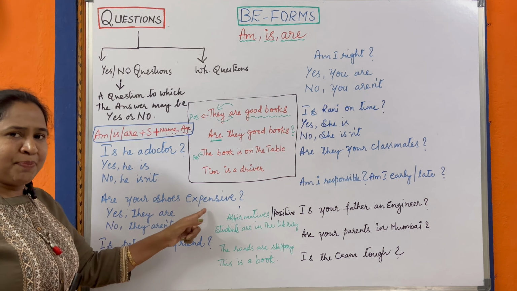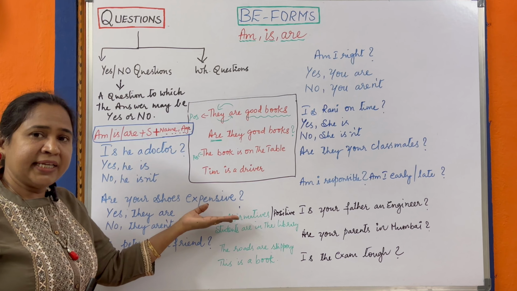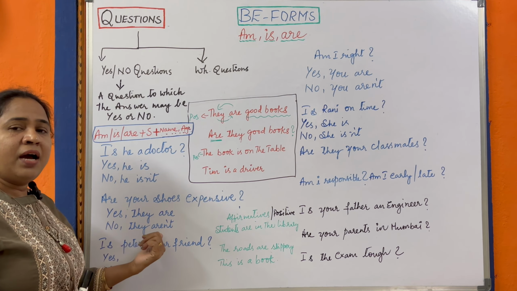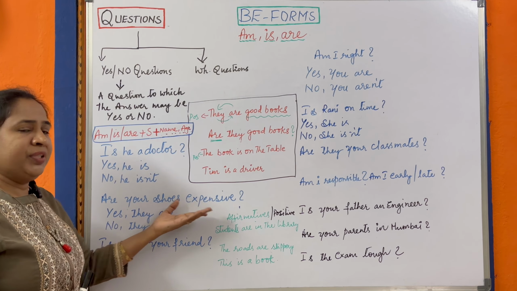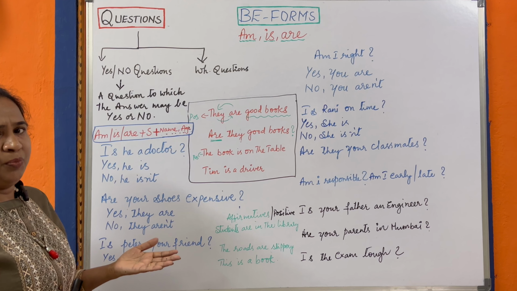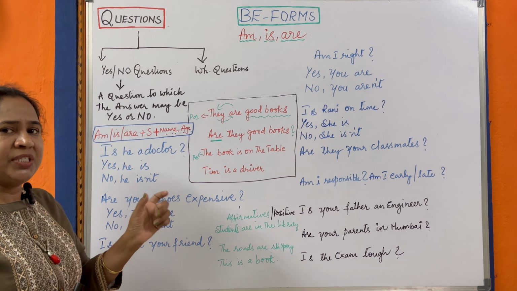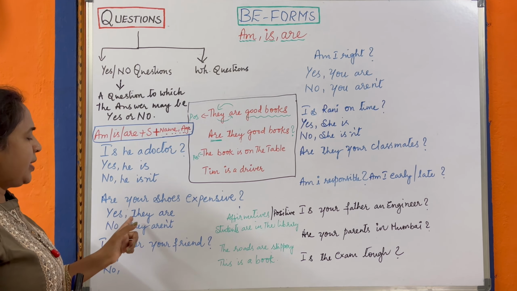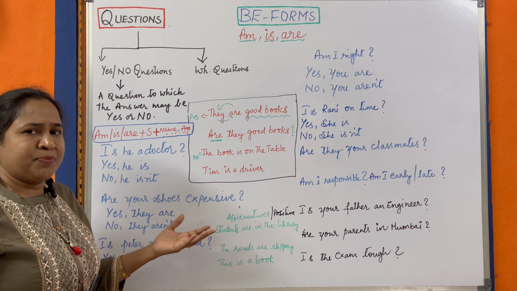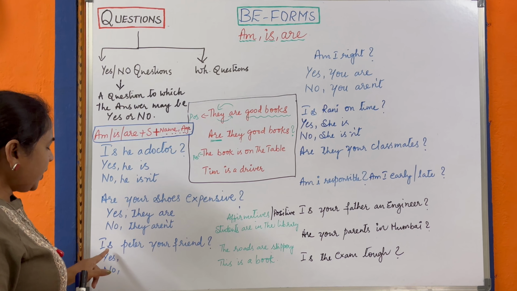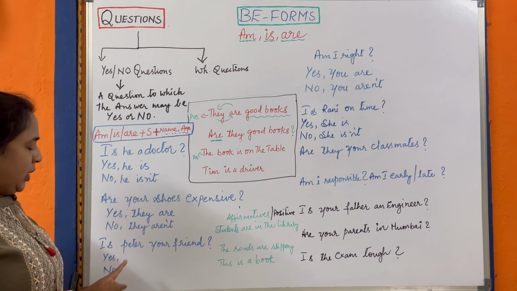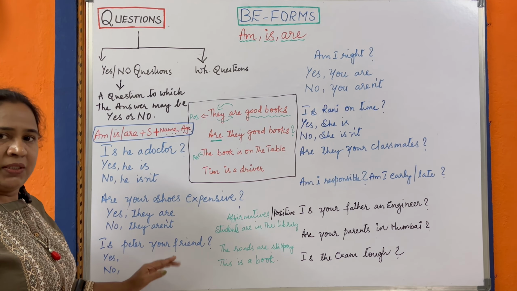So that is how you have the two answers depending upon the fact. Are your shoes expensive? Yes, they are. No, they aren't. Look, I did not give you the lengthy sentence or the long form. Generally, what happens is, in any language, we just avoid the lengthy sentence. We just go for the shortened form. Yes, they are. No, they aren't. We don't say they are very expensive and all, right? Is Peter your friend? Yes, he is. No, he isn't. Got it?